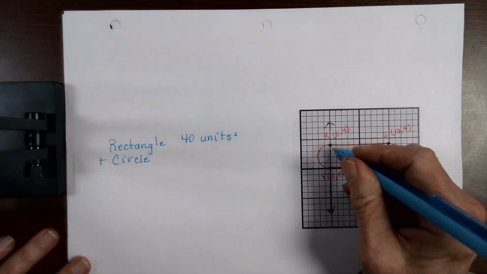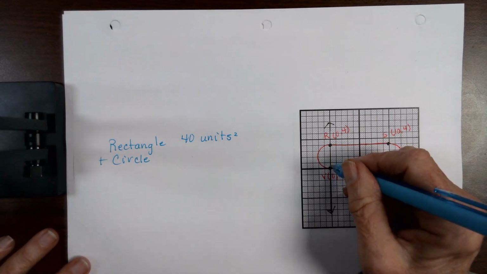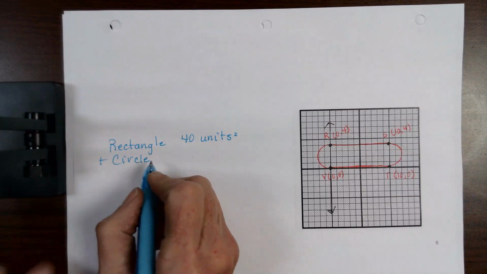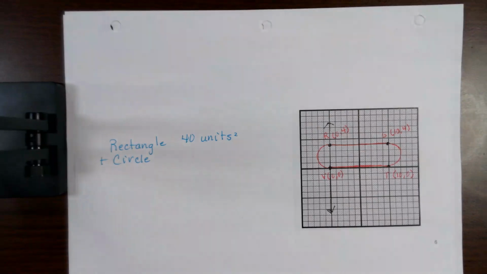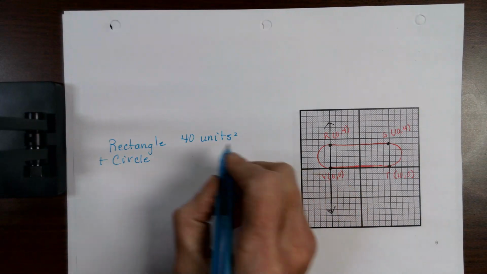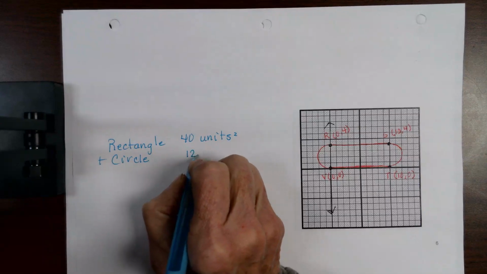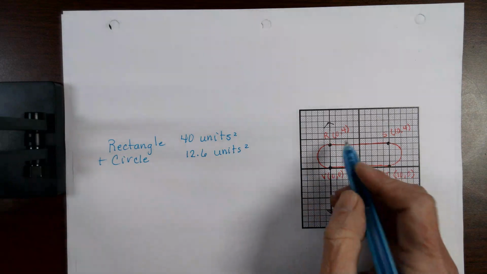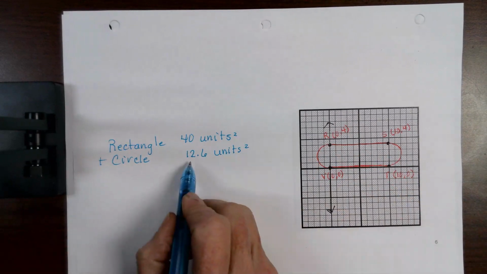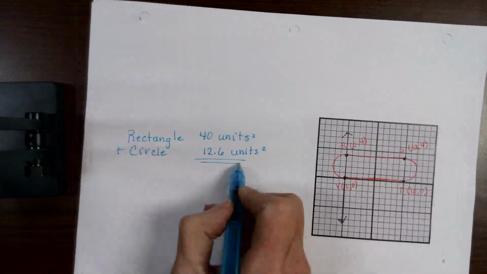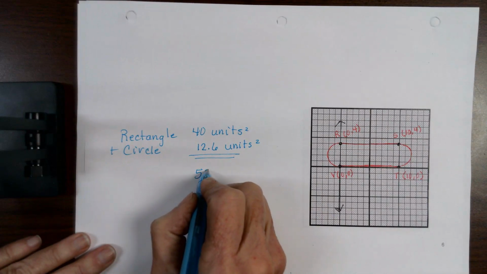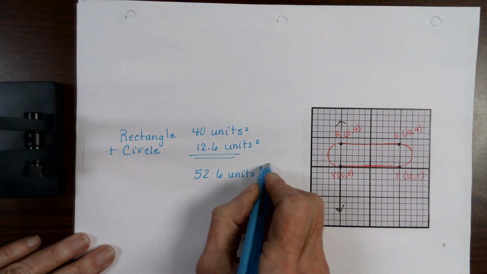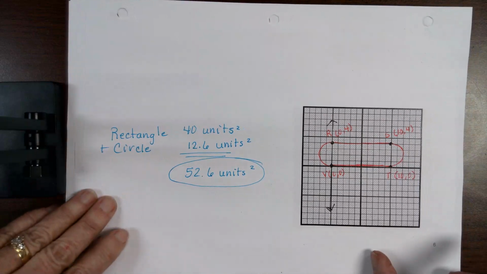And then the circle, if you realize, if the diameter of the circle is 4, then the radius of the circle is 2. So it's going to be 4 times pi. So it's going to be 12.6 units squared. I've got a half here and a half here, so when I put them together I get 12.6. So the total is 52.6 units squared. Okay.